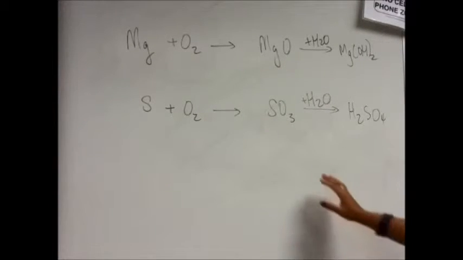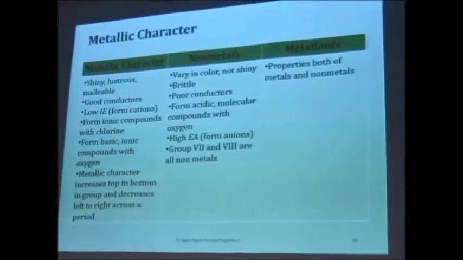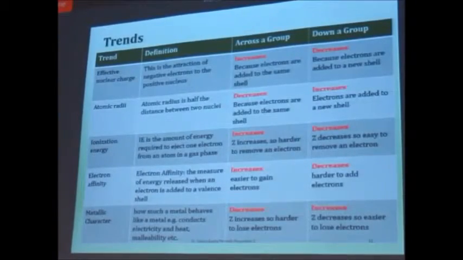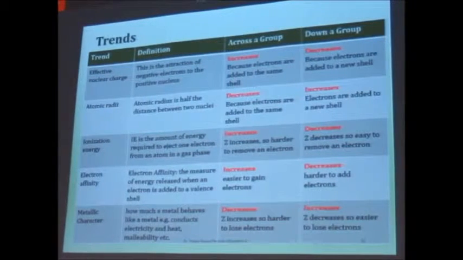So in industry, when they have to make acid, this is how they will make it. It's a very common thing. But this is a property of metals and non-metals. So that's the metallic character, and there is a general trend in there. So here's a trend for you.